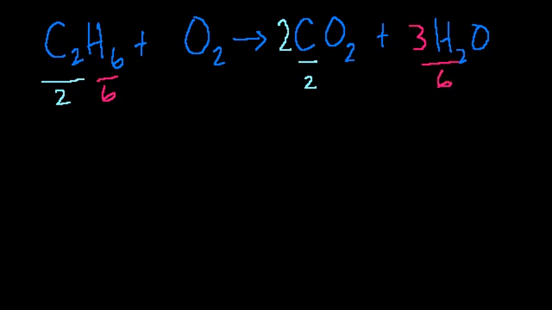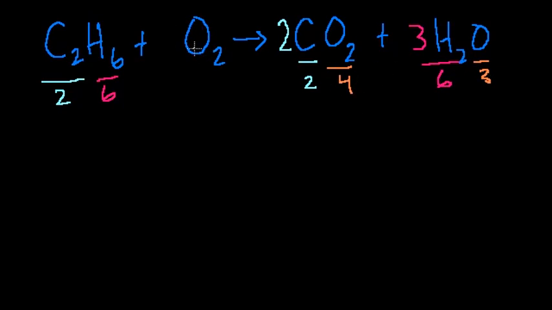And now let's deal with the oxygens. Here, on the right-hand side, I'll do it in this orange color. I have 2 oxygens in each carbon dioxide molecule, and I have 2 molecules, so I have 4 oxygens. And I have 1 oxygen in each water molecule, and I have 3 molecules, so I have 3 oxygens here. Is that right? Yep, 3 water molecules. And then I have 4 oxygens in the carbon dioxide. So I have 7 oxygens on this side, and I only have 2 on this side.